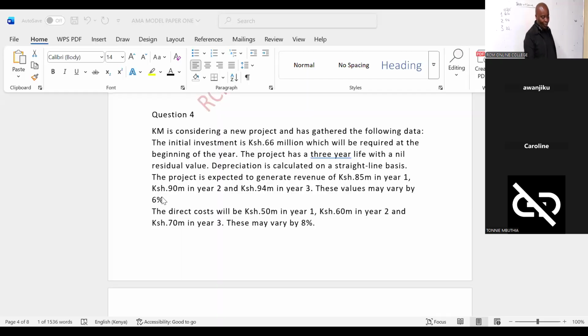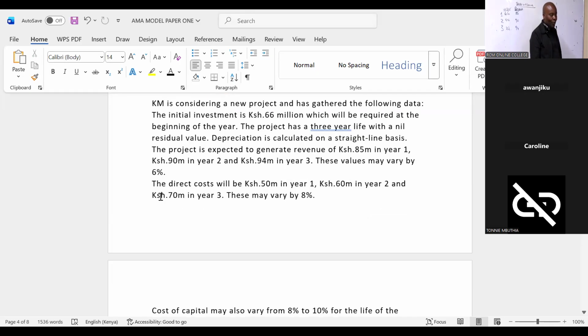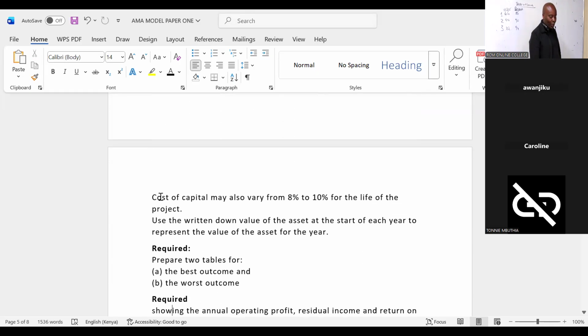All right. So we are told here that the project is expected to generate revenues of 85, 90, and 94 in years 1, 2 and 3. These values may vary by 6%. Varying means the revenue could either increase by 6% or reduce by 6%, either way.